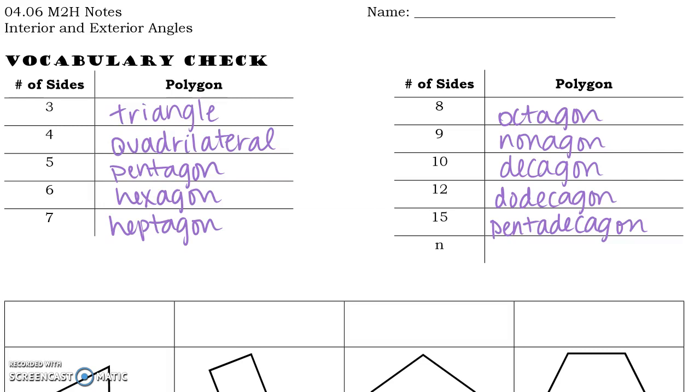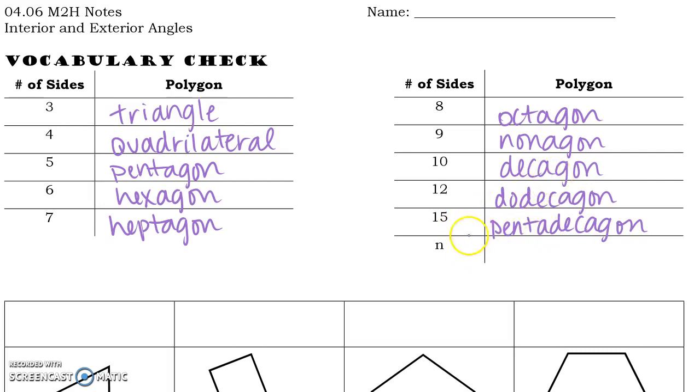Alright, so let's check your work. You should have triangle, quadrilateral, pentagon, hexagon, heptagon, octagon, nonagon, decagon, dodecagon, and pentadecagon. This one, the 15-sided polygon, might have been a little more tricky, but if you notice, penta comes from pentagon, meaning 5, and decagon means 10, so when you put them together, that means 15.